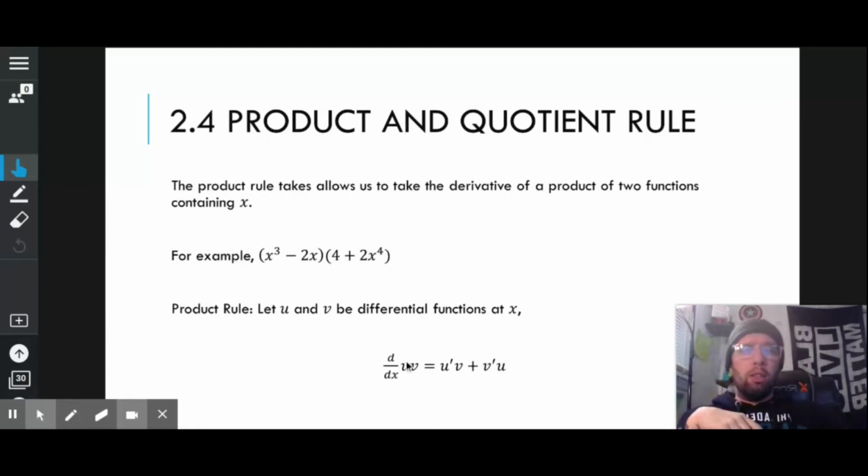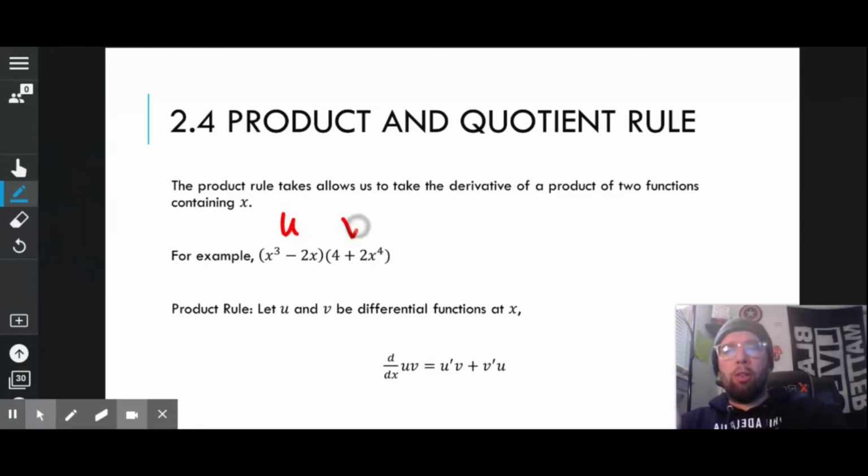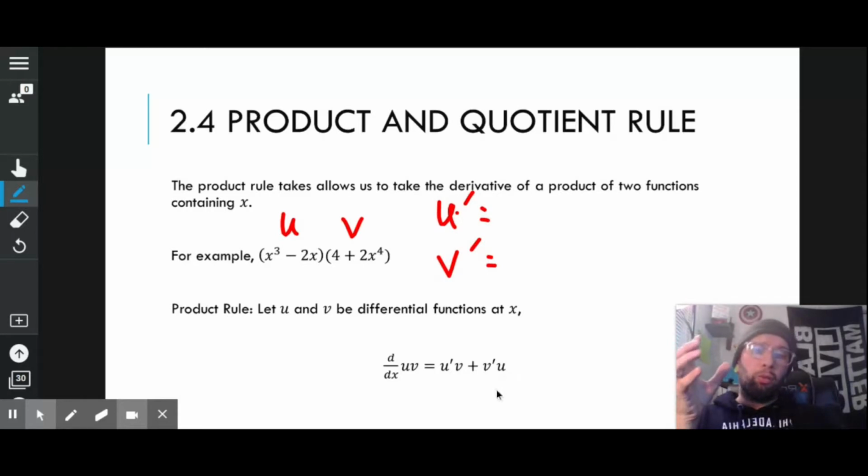What you do is you label one of those factors U. You label the other one V. You take the derivative of U and multiply it to V, plus take the derivative of V and multiply it to U. I think I probably just end up doing this problem anyway, so I don't want to do too much. But I would call this guy U, I would call this guy V, I would find out what U prime is, I would find out what V prime is, and then I would plug it into this formula right here, the product rule.